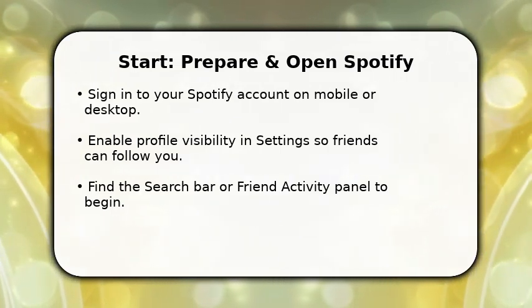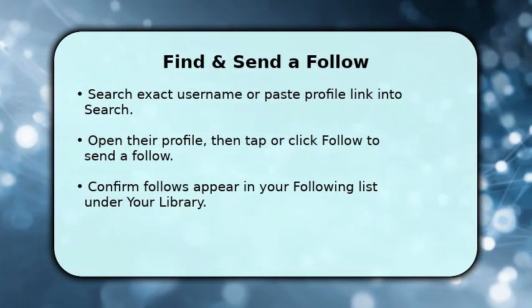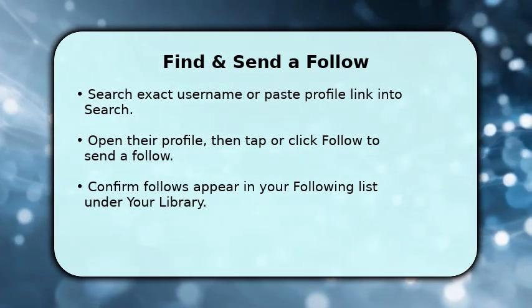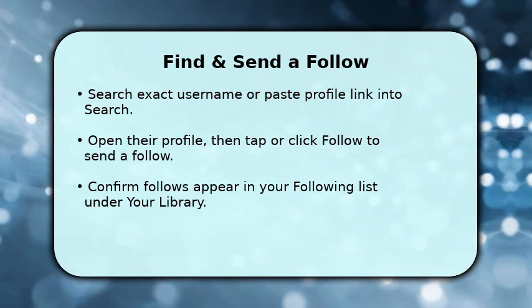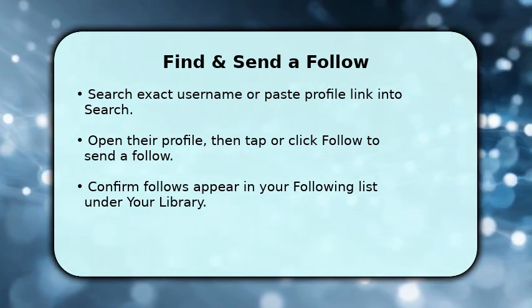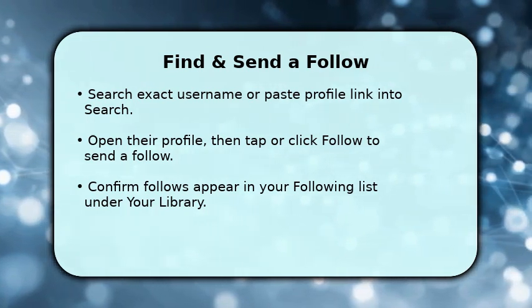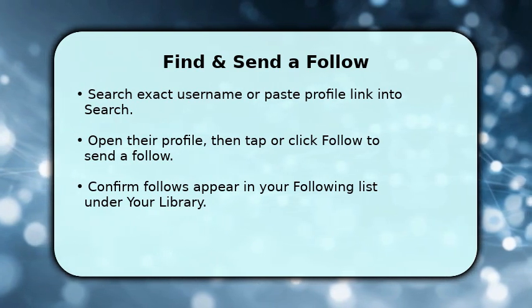Now search for the friend using their exact username or paste the profile link into the search field. Once you land on their profile page, tap or click follow. That action adds them to your following list and enables shared activity. Make sure to check your library or the following section to verify they appear there.